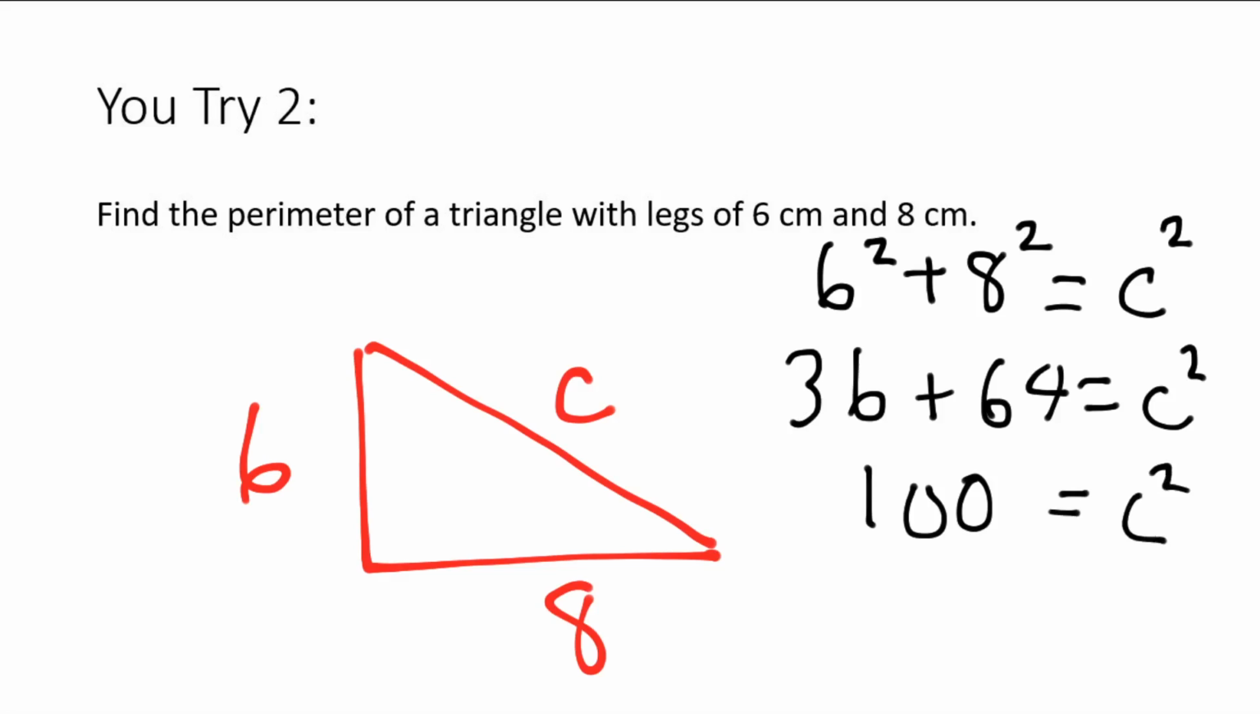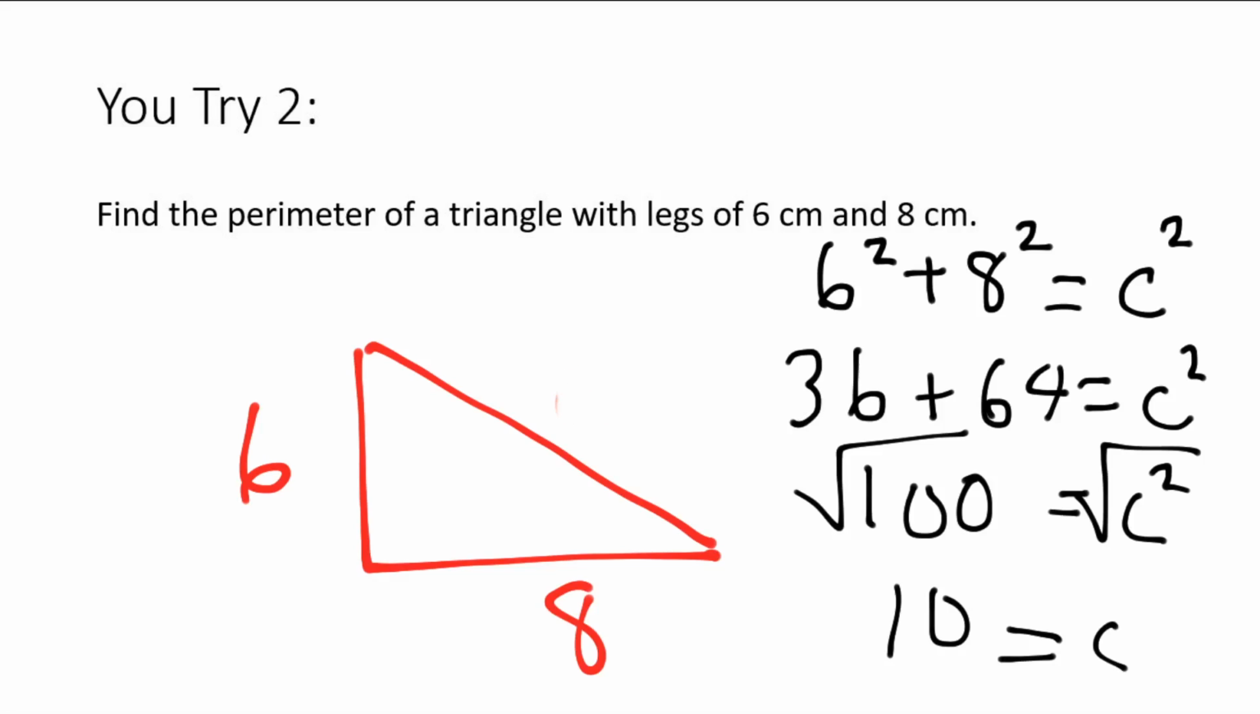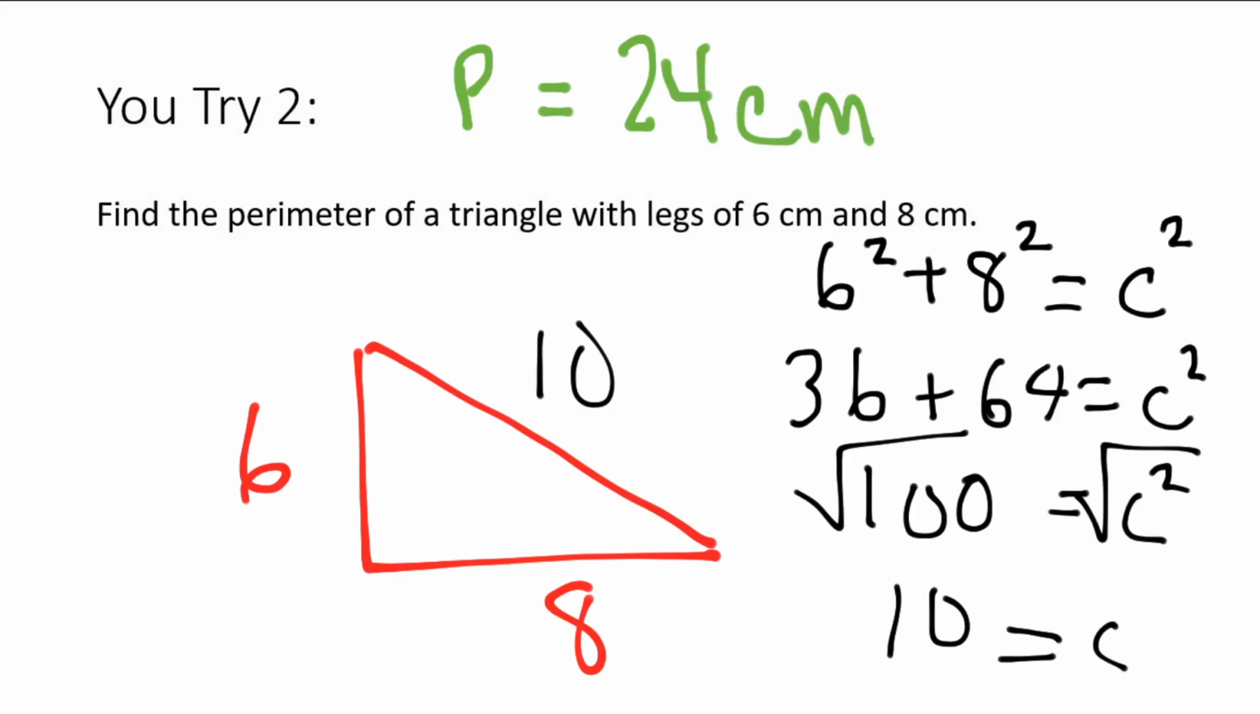Let's take the square root of both sides. And I'll get 10 is equal to c. Okay, we're not quite done yet. Now that I know that this side is 10, I need to find the perimeter. So my perimeter is going to be 6 plus 8, which is 14, plus 10, which is 24 centimeters.